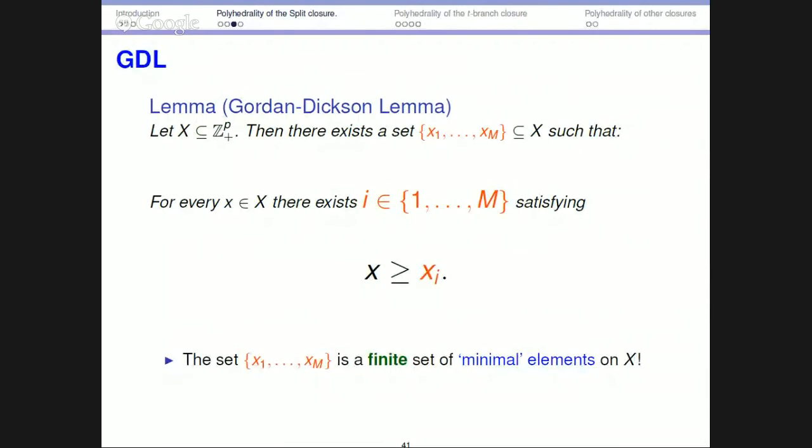So this result is saying that if you consider any subset of non-negative integers, then there exists a finite set, included in the original set, so that any other point in the set is dominated by one in this finite set. Dominated in the sense that they are minimal elements. Okay, so this is a very useful result. It's called Gordan-Dickson lemma. So this set X will be infinite, but you will find a finite set that will dominate every other, because any point x is dominated by at least one. So we'll use this result.